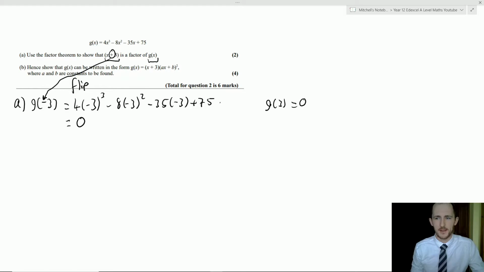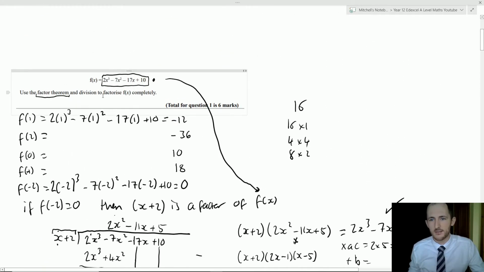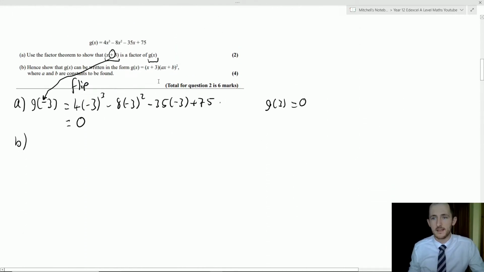It then says, hence show that g of x can be written in the form g of x equals x plus 3, ax plus b squared, where a and b are constants to be found. So what are they asking us here? Well, all they're asking us to do is factorize it. So all we need to do is the exact same thing as the previous question. We're going to do long algebraic division.